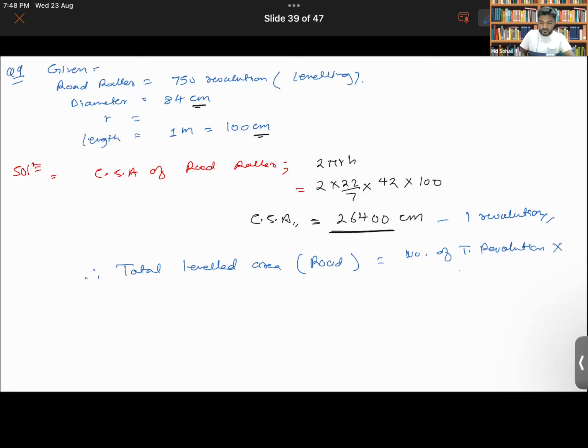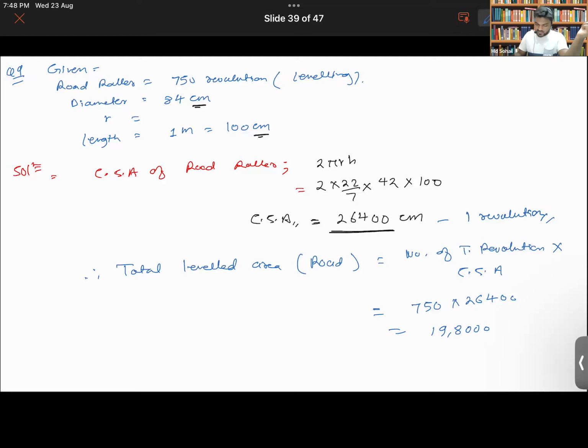Then we convert it to meter square. So 750 into 26,400. That gives you how much? 19 lakh 80,000. 198. Very good. Okay. There's going to be one more zero. 1 lakh and 98,000.